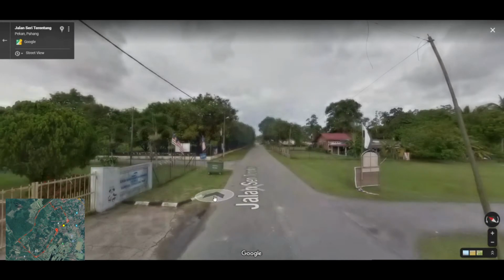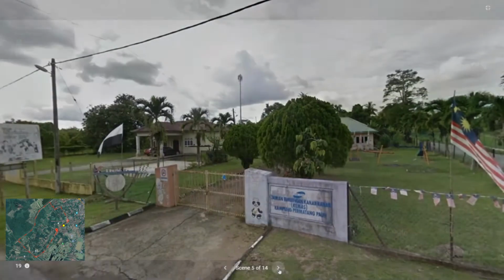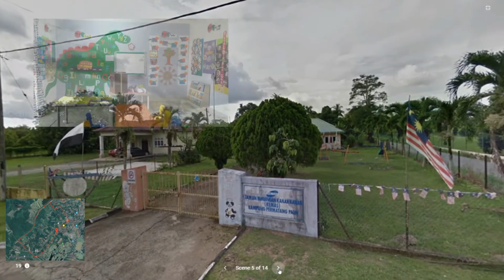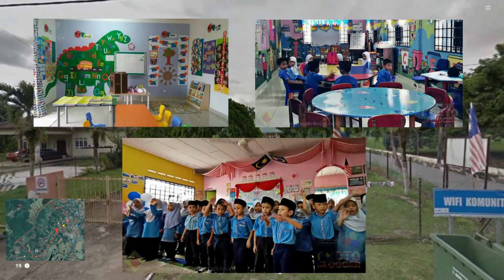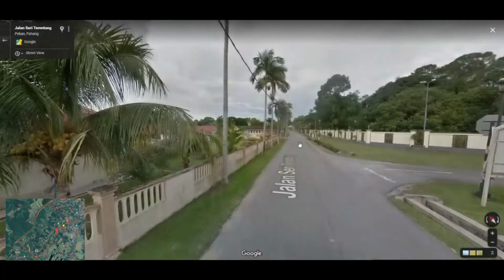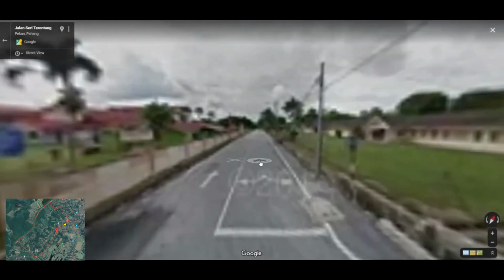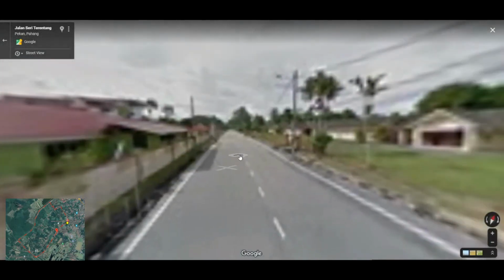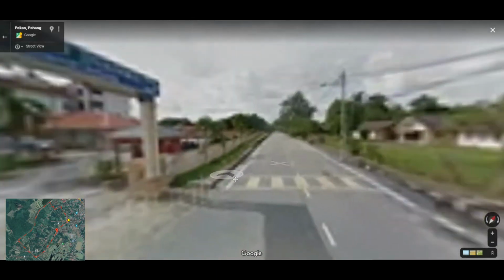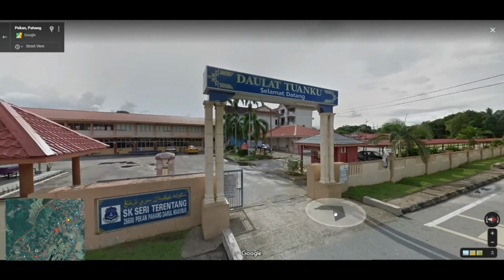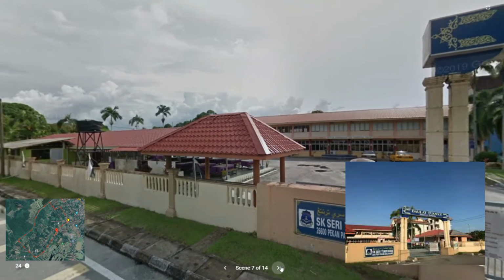So next stop is the Tabika, which means Taman Bimbingan Kanak-Kanak. It is organised by an organisation called Kemas at the Pematang Pau. It provides early education opportunities for children aged 4 to 6 years. Right now, we are reaching SK Sri Terentang, where it was first established in 1927 and known as Sekolah Kebangsaan Perempuan Pekan.